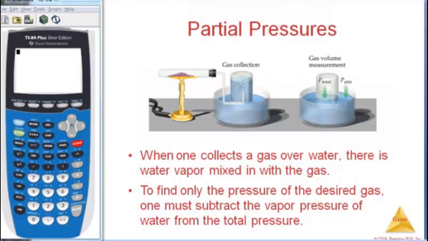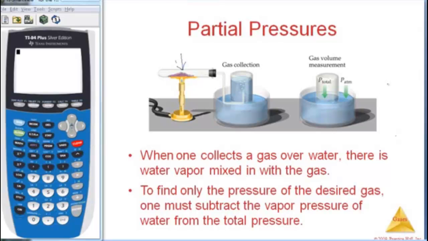One of the things we often do in the lab when we measure the volume of a gas is we will collect it over water. And what you need to know is that when you're collecting something over water, you have not just the gas you're collecting, like the gas that you're generating by the chemical reaction, you also have water vapor.